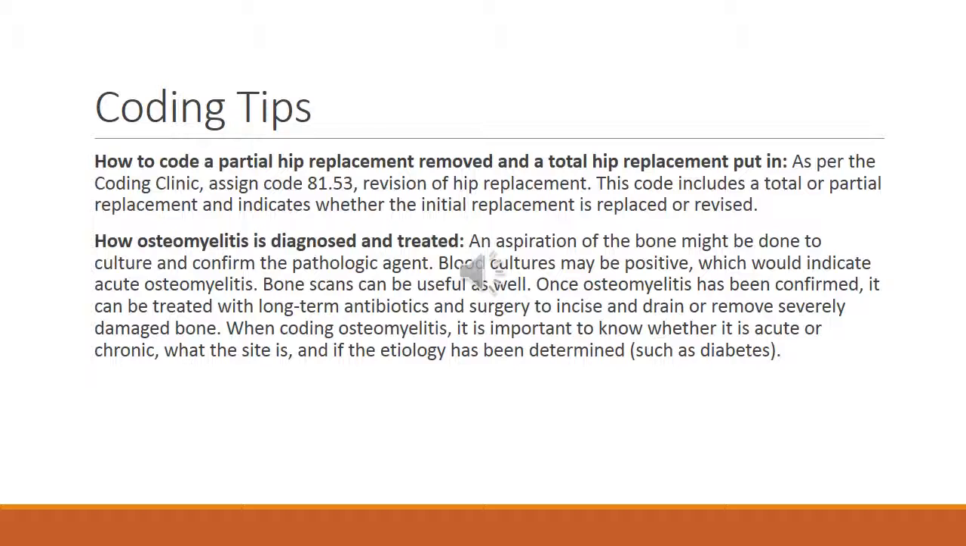Once osteomyelitis has been confirmed, it can be treated with long-term antibiotics and surgery to incise and drain or remove severely damaged bone. When coding osteomyelitis, it's important to know whether it's acute or chronic, what the site is, and if the etiology has been determined, such as diabetes.